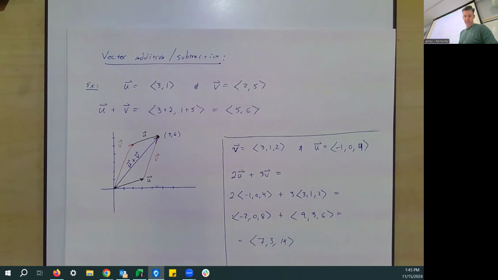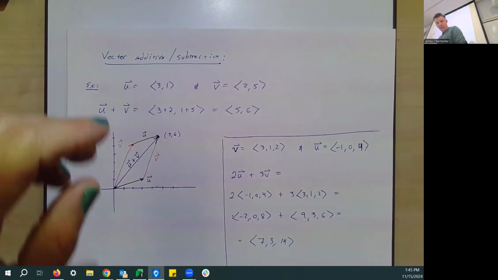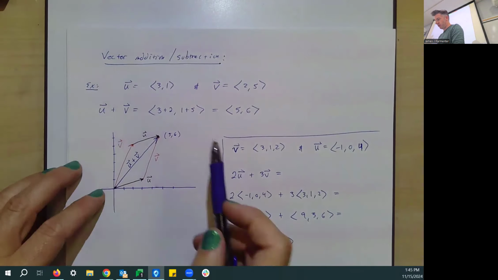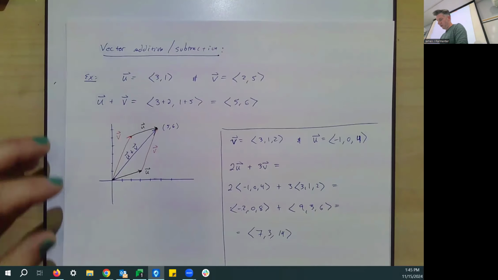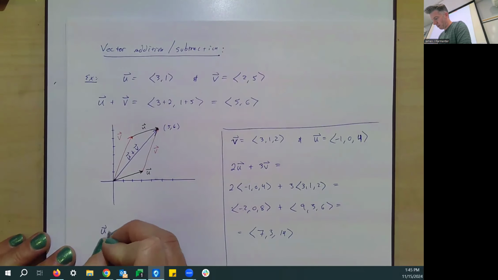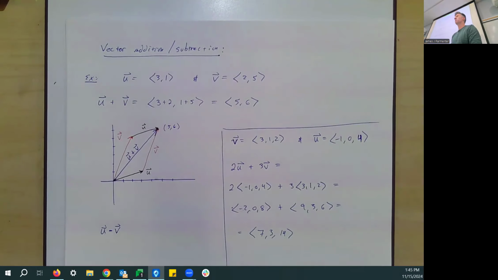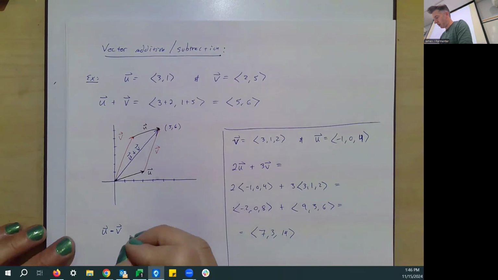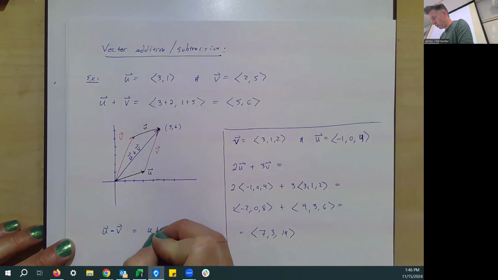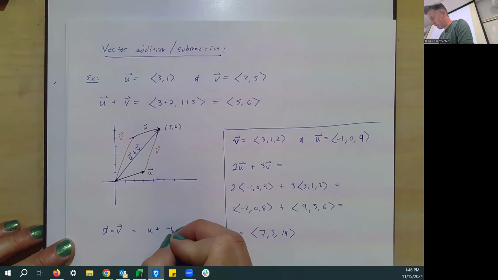Sure, I should do one more graphical thing. Let me do one more thing with these two vectors here. What if I wanted to draw u minus v? I want to go in the u direction, and then instead of going in the v direction, I want to go in the opposite of the v direction. So I can think of that really as u plus -v.